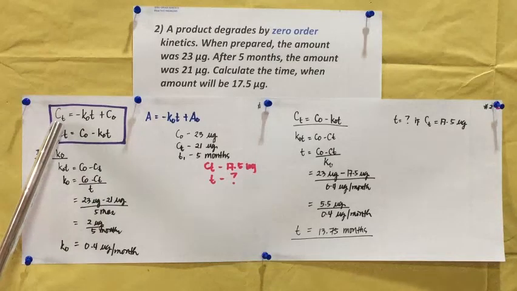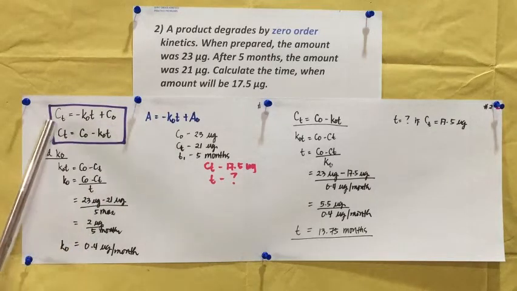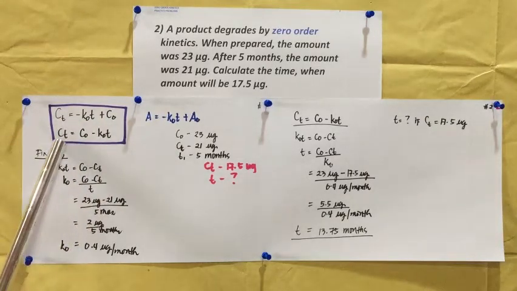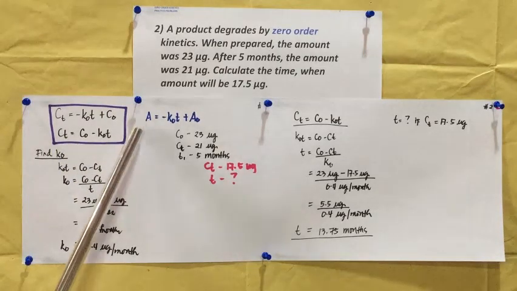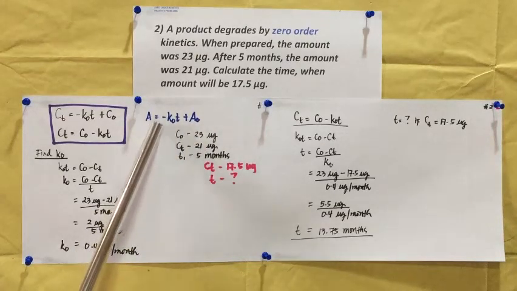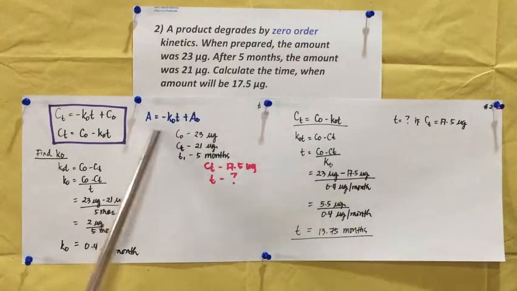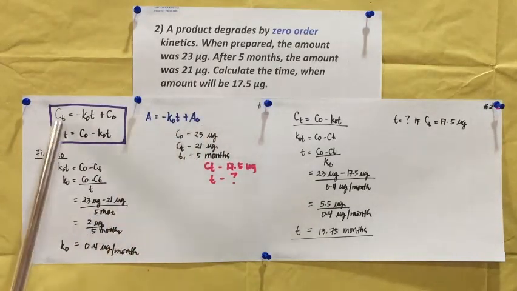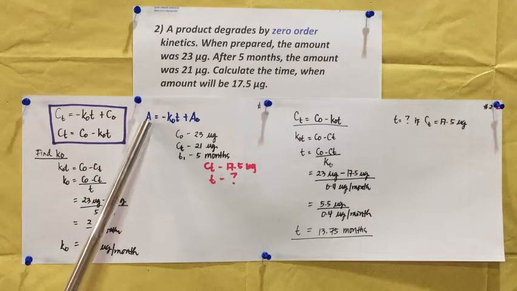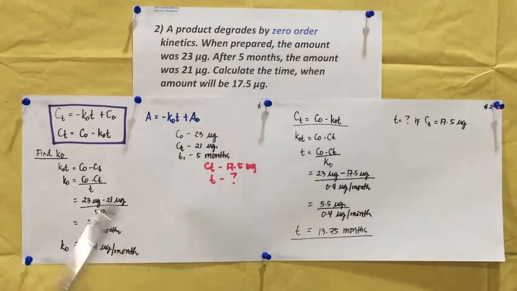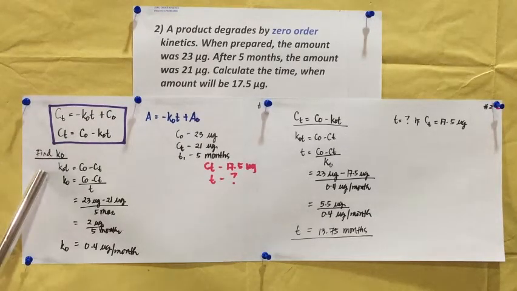So CT is equivalent to negative KOT plus CO. We can also rewrite this formula to become CT equals CO minus KOT. Now, why did I write this one? A equals negative KT plus AO. Because in some books, you can see this formula. So this formula and this formula are the same. So A here also represents concentration. Okay. Now, with this formula, we are going to find KO.